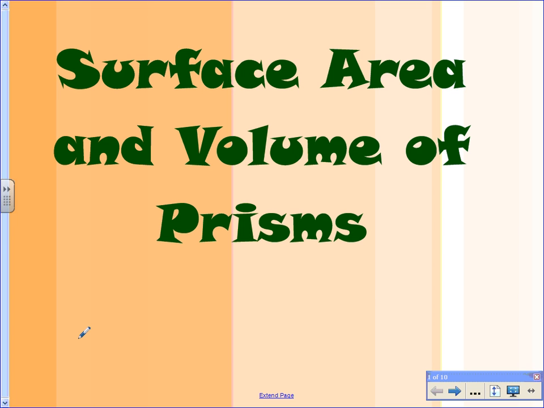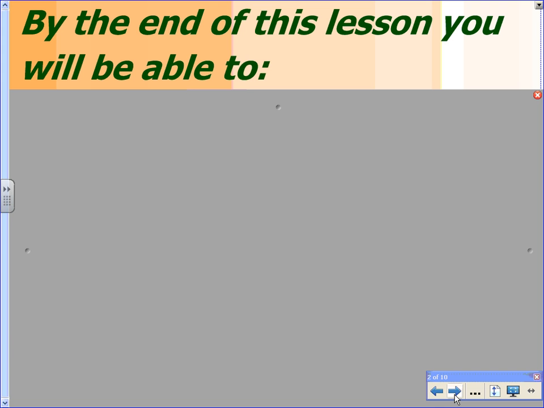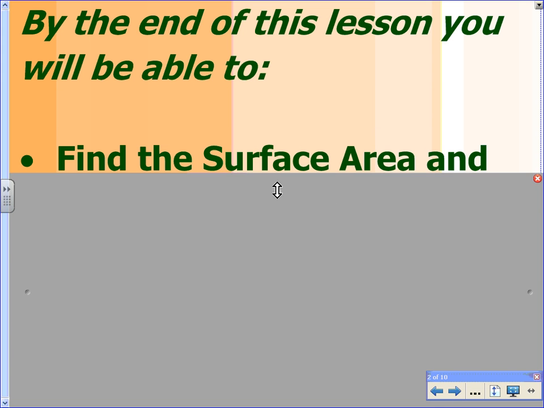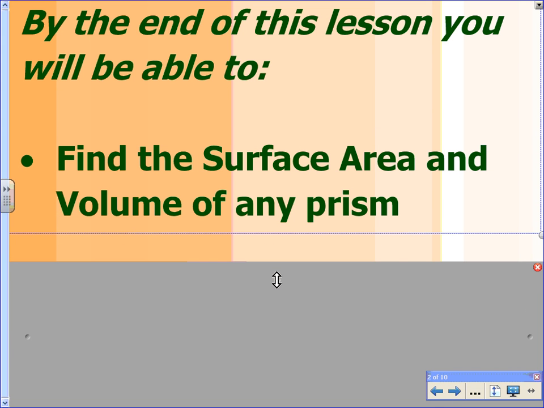This lesson is on the surface area and volume of prisms. By the end of this lesson, you'll be able to find the surface area and volume of any prism.